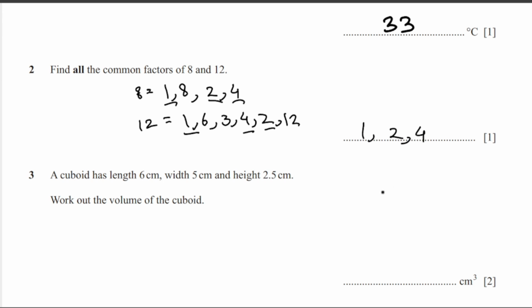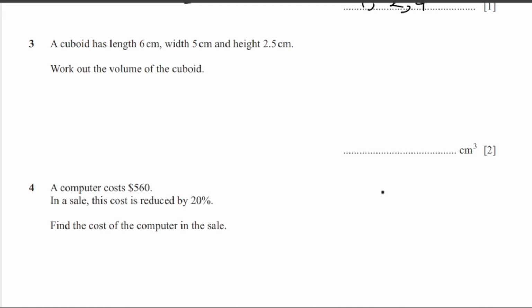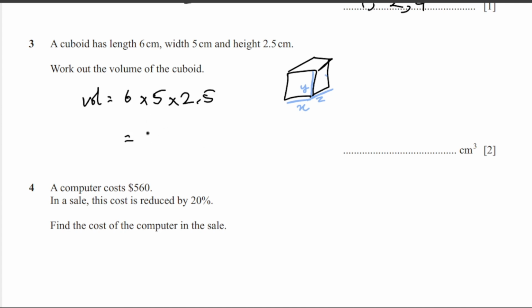All right. A cuboid has length 6 centimeters, width 5 centimeters, and height 2.5. Work out the volume, right? Now, we all know the volume of a cuboid is just equal to the three sides multiplied, right? Here we have a cuboid over here. We have one length, we have second, and we have the third. Let's say this is x, this is y, and this is z. All we gotta do is multiply the three. So 6 times 5 times 2.5 equals 75 centimeters cubed. 75 is our final answer over here.